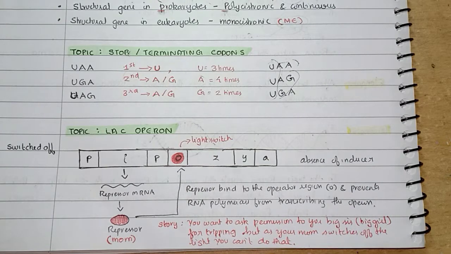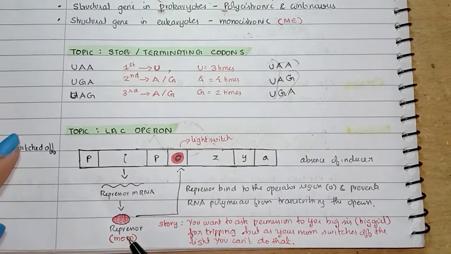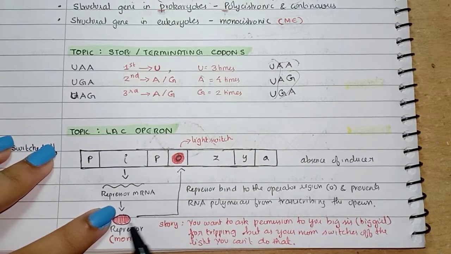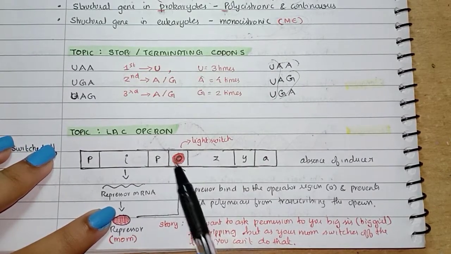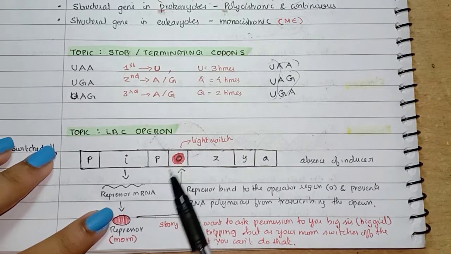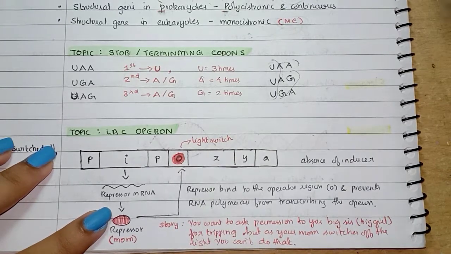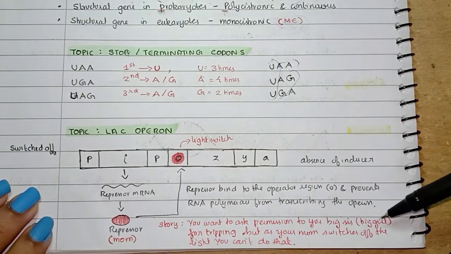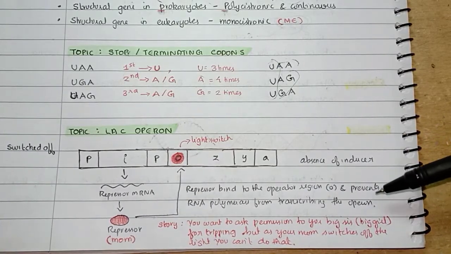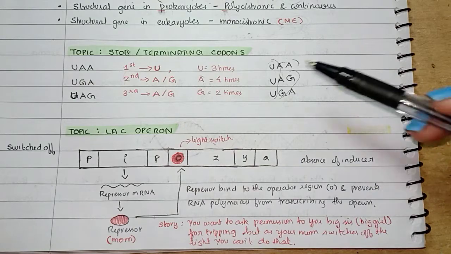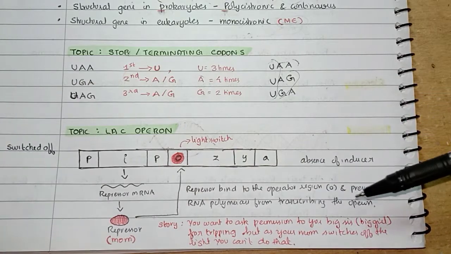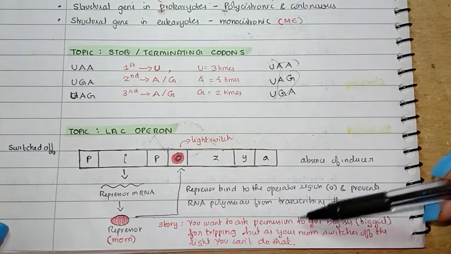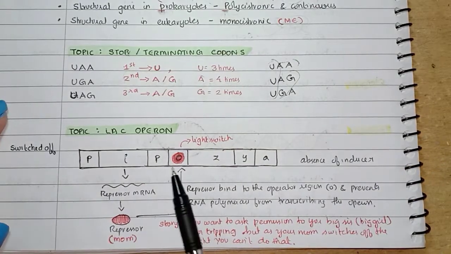So what happens? Your mom is the repressor, and this repressor binds to this switch. That is, your mom comes to the switch and she offs the light. You want to ask permission from your big sis, that is a big girl. Okay, she's a big girl in your house according to you. So you are asking your big sis for tripping, but as your mom switches off the light, you can't do that.